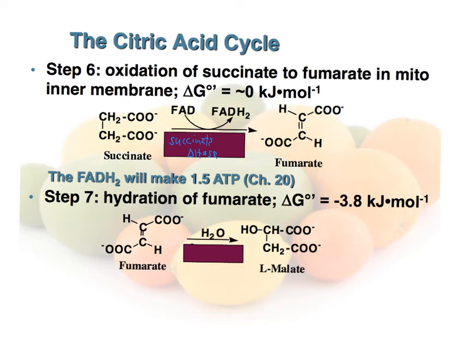Okay, so step 7, the hydration of fumarate. Fumarate becomes L-malate, and it's fine with me if you just call it malate. That's the L versus the D, which just lets you know the stereochemistry for the sugar. We've actually seen malate before. I don't know if you remember it or not, but we saw it as part of gluconeogenesis. Malate's important. It's another one that's commonly used in multiple metabolic pathways.